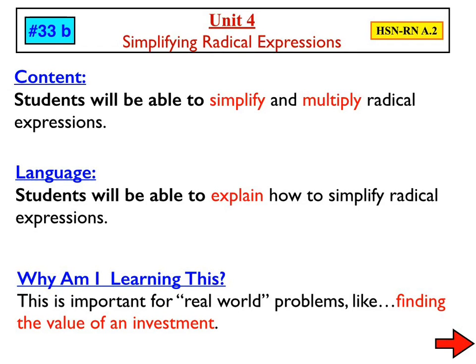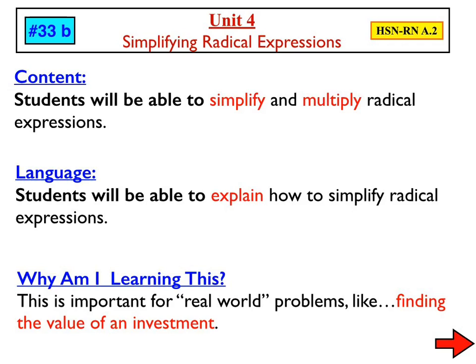Lesson 33b, simplifying radical expressions. In the previous two lessons, we defined rational numbers, irrational numbers, and then we started doing some things with irrational numbers. Specifically, we took square roots that weren't perfect squares, which made them irrational, and we estimated to the nearest integer. We figured out between what two integers it might lie, and then we started estimating to the nearest tenth and to the nearest hundredth and to the nearest thousandth by one specific method.